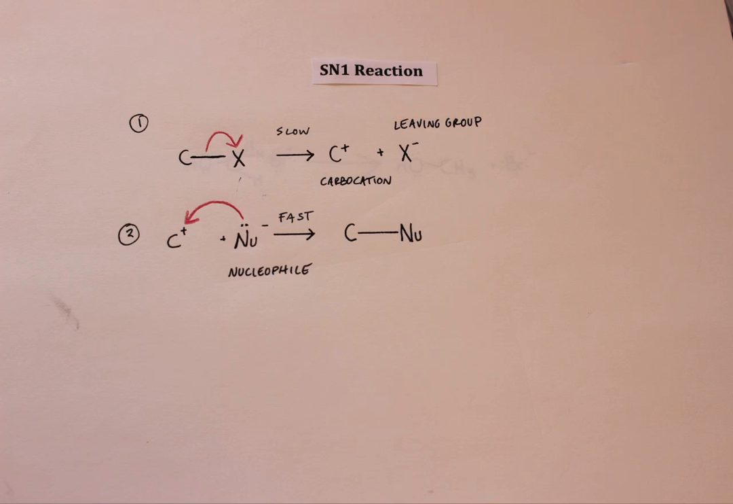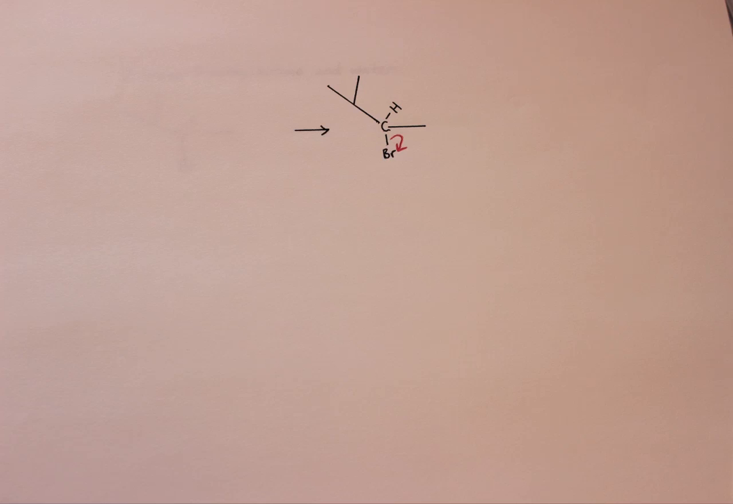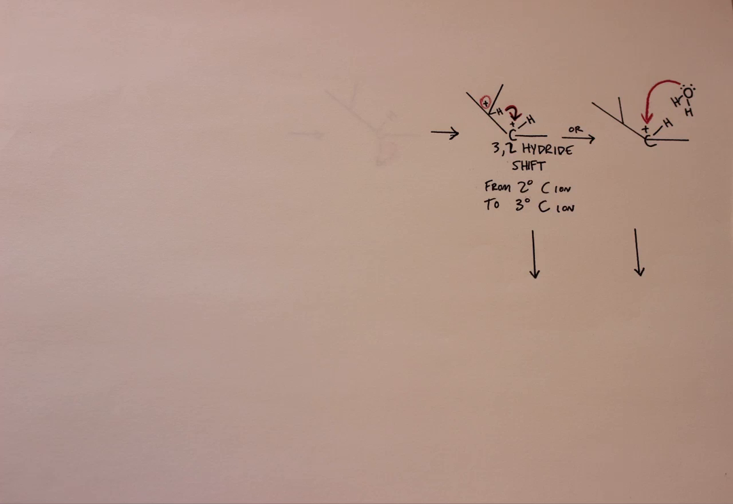Let's examine the SN1 reaction of 2-bromo-3-methylbutane and water. First, the carbon passes its bonding electrons to bromine, forming a positive carbon ion and a negative bromine ion leaving group. Second, the 3,2 hydride shift occurs to increase carbon stability most often, though this only occurs where more stable carbon ions are possible.